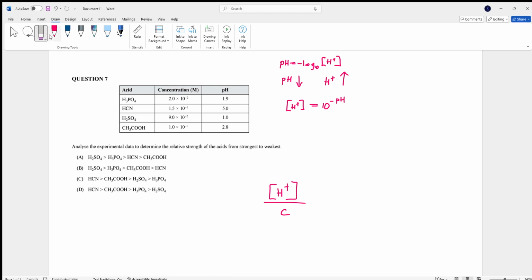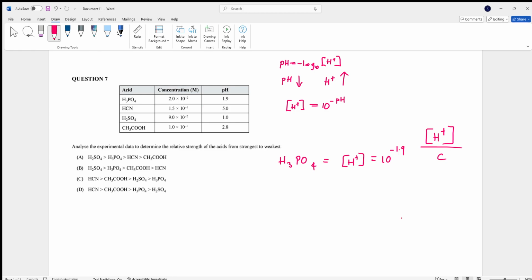So it's going to be pretty easy to calculate. So here we obviously have that formula there for H+. So for the first one here, we'll just go this one here, H3PO4. So the H+ here is going to be 10 to the negative 1.9, and then we've got the concentration there. So here the overall relative strength, we'll have 10 to the negative 1.9 over 2 times 10 to the negative 2, and we'll work out what that number is just now.